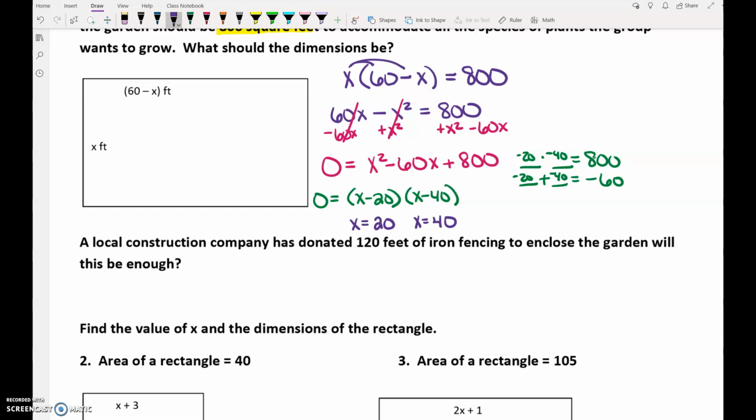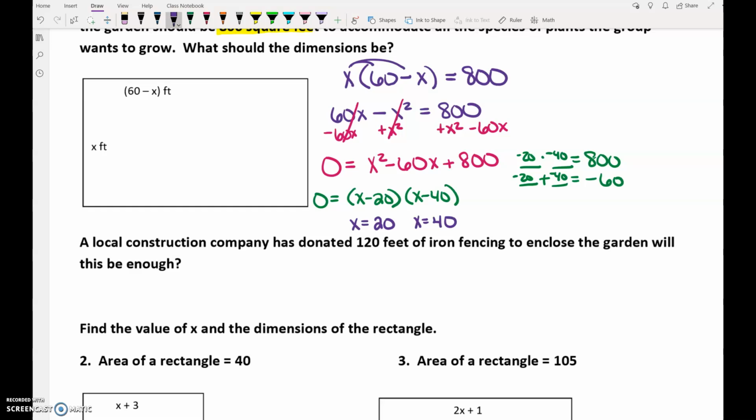But what if we had had negative 20 and positive 40? Would a side length of negative 20 make sense? No. So once you get your solutions, think about, do they both make sense? Could I actually use both of them?